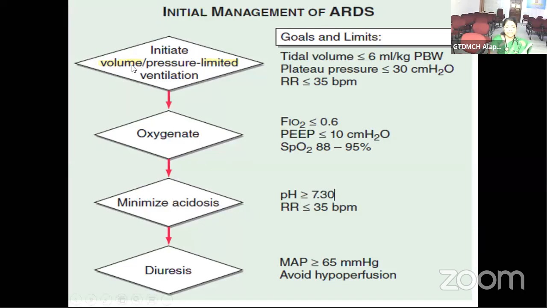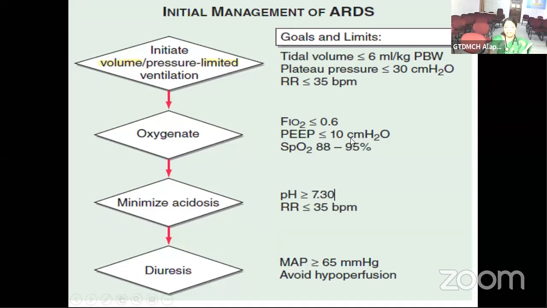Okay. So this is the management of ARDS in the initial setting. First, initiate volume control ventilation. I told you different modes are there. So start with volume or pressure limited ventilation. The goal is tidal volume, I told you low tidal volume, 6 ml per kilogram of predicted body weight or less. Then the respiratory rate should be 35 or less. Then you oxygenate so as to keep the FiO2 0.6 or less. That is high, it will be toxic to the tissues. Then PEEP, we will arbitrarily keep it less than 10.